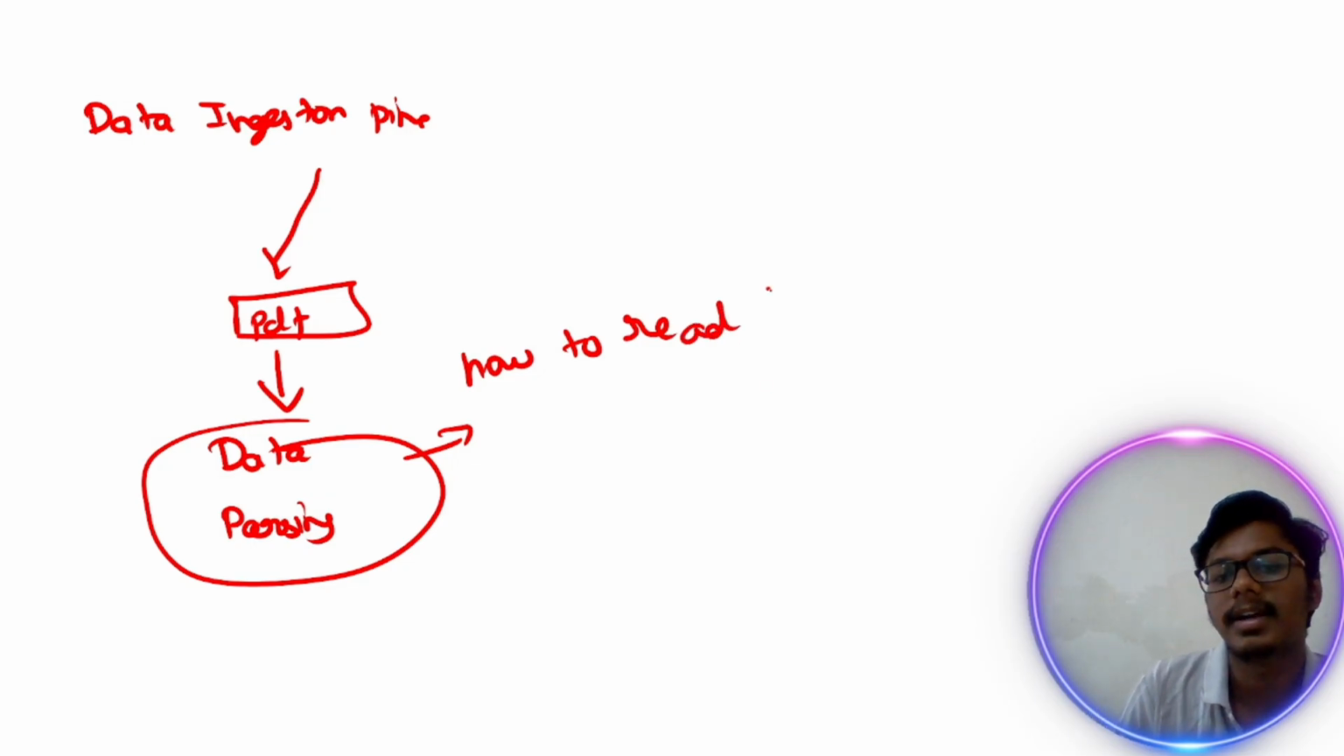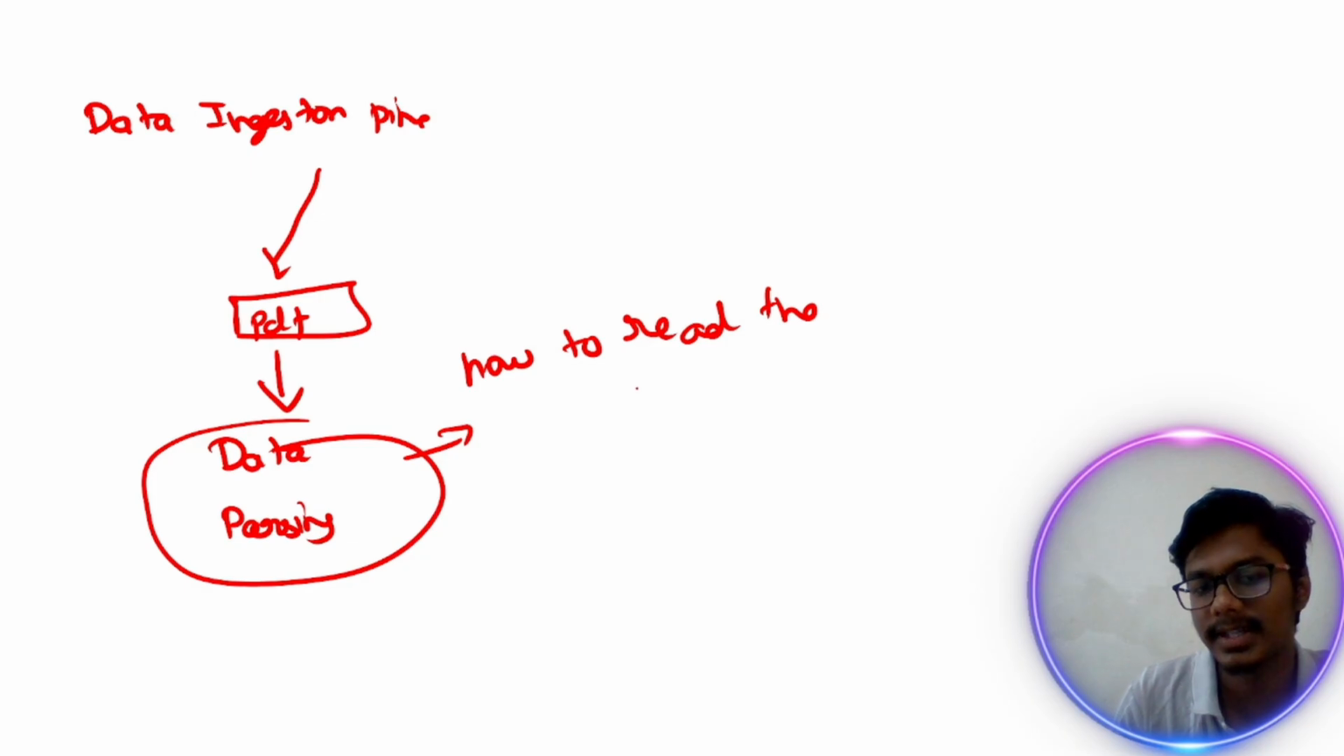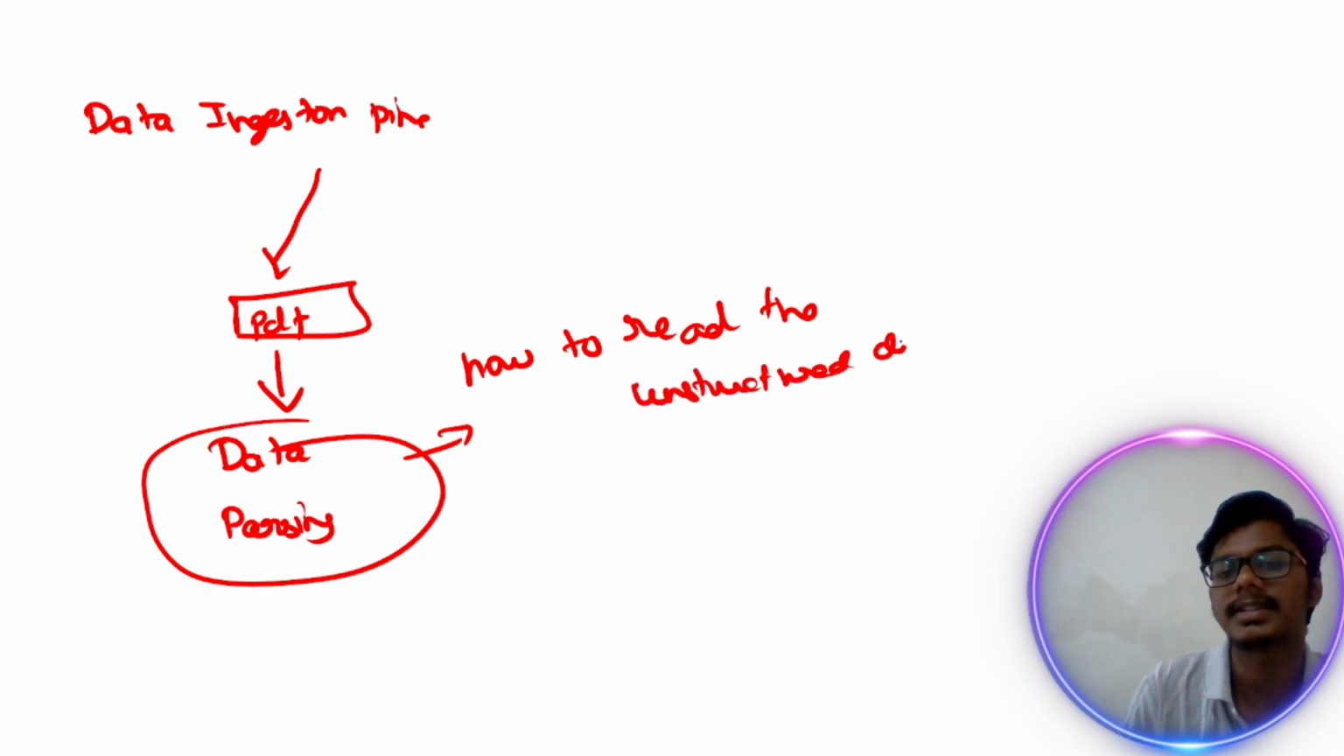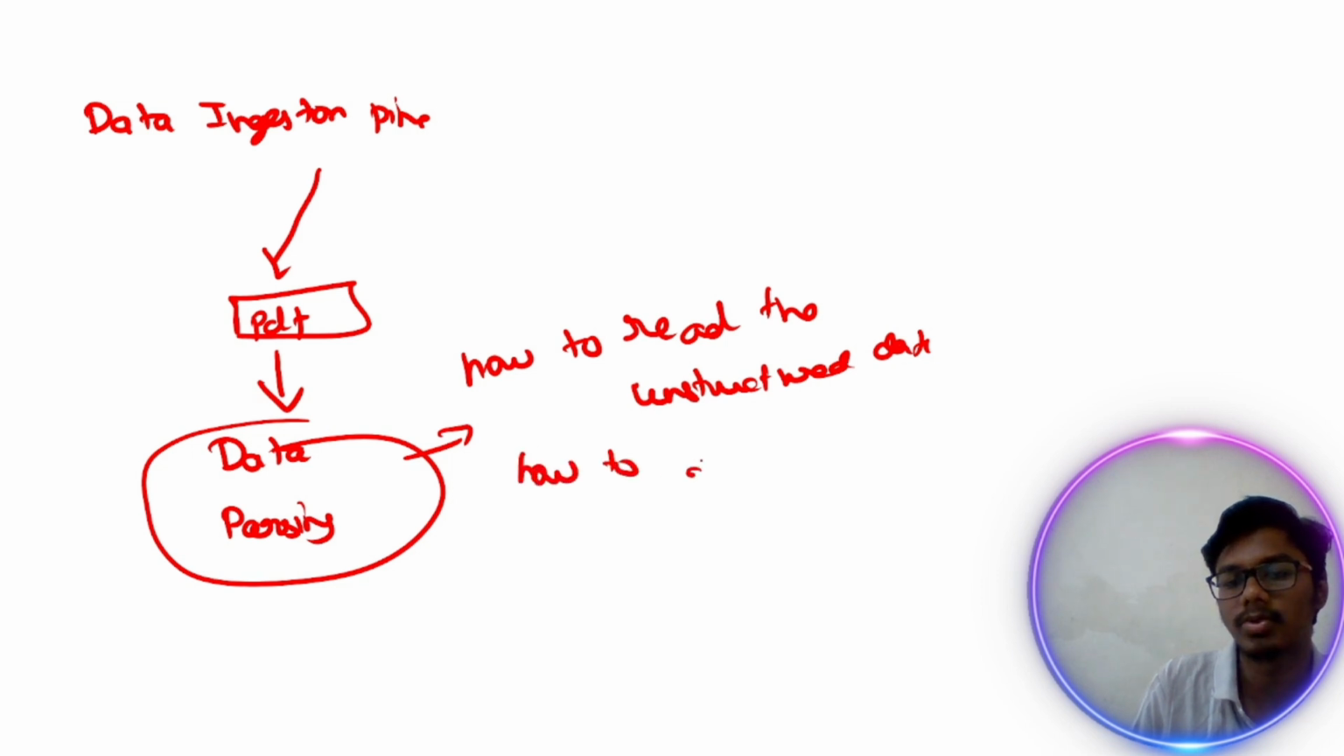How to read and chunk the unstructured data, right? PDFs are unstructured data, right? How to read the unstructured data and how to divide the data, these are the things that happen, right?